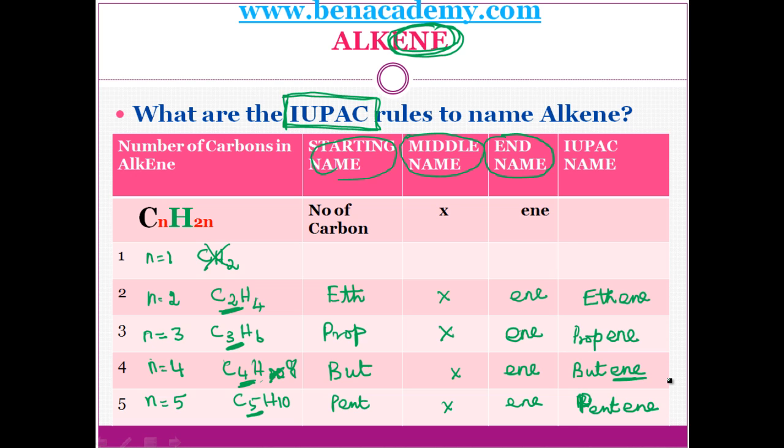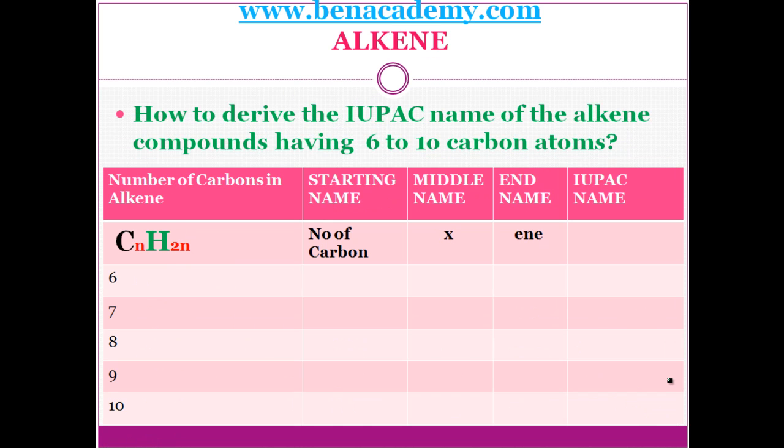Now let us see the next compounds. If the number of carbons is 6, what will be the formula? C6. What is 2 times 6? 12. C6H12. So what will be the starting name? If the number of carbons is 6, the starting name is hex. See here, the starting name depends on the number of carbons. There is no middle name. And here the carbon hydrogen ratio is 6:12, that is nothing but 1:2. Therefore it belongs to alkene type, and the end name is ene. Therefore the name of C6H12 is hexene.